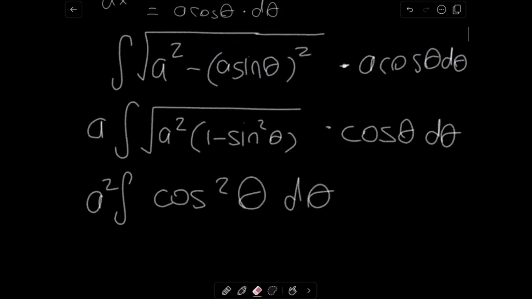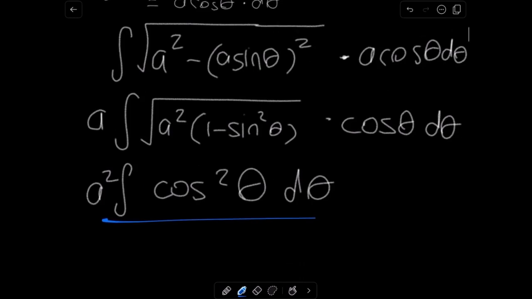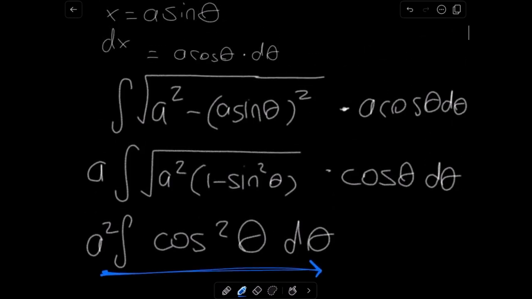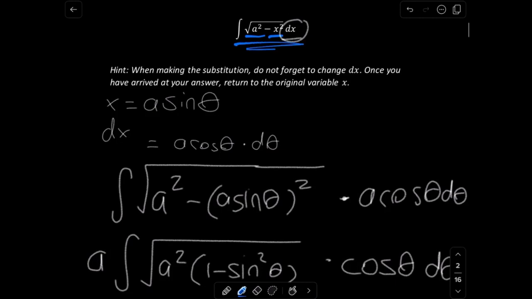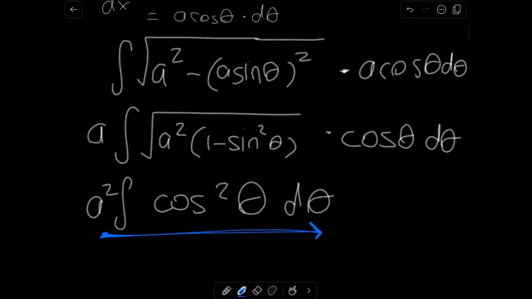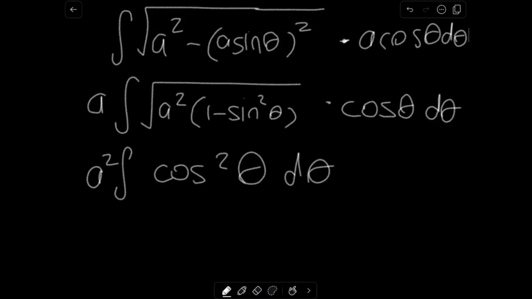And look at this integral that we now have. We have to integrate this. This is just one of the standard trigonometric integrals that we worked with in previous lessons. We have to integrate this, which is much easier than trying to integrate that without a trigonometric substitution. So let's complete this integral. Cosine squared theta, we're going to use a trigonometric identity. So we're going to have a squared, that's the constant, times the integral of cosine squared theta.